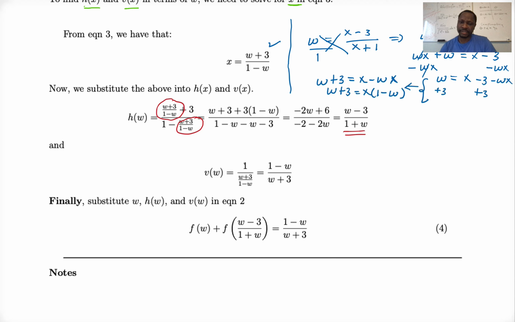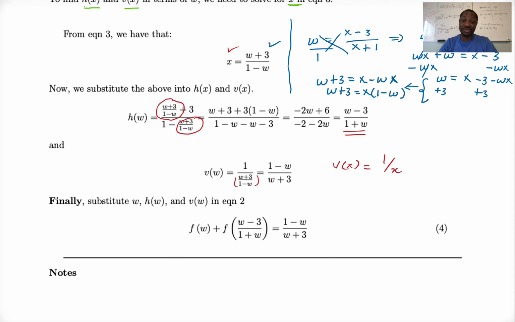The same thing, remember that v of x is equal to 1 divided by x. So instead of this x, I just substitute x from here, right? I substitute it here. As you can see, this is x, and then I simplify by just flipping it. So now I have been able to find h of w and v of w. Now everything with equation 1 is now in terms of w.